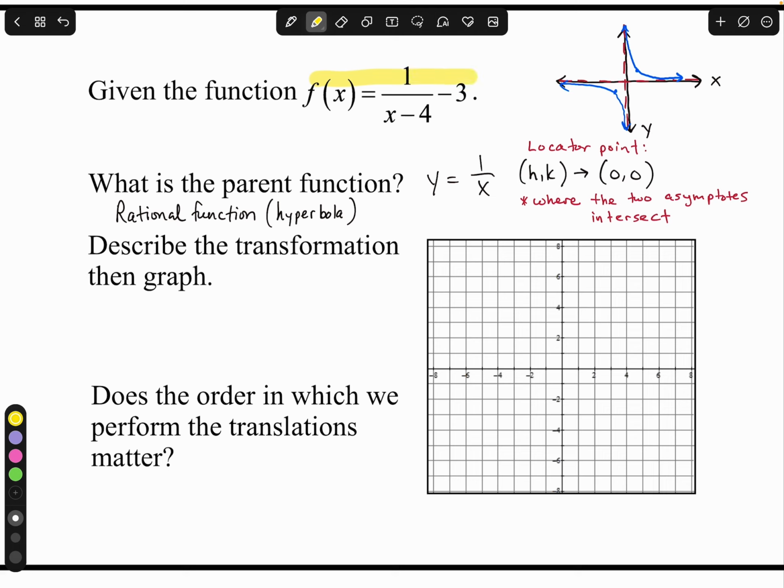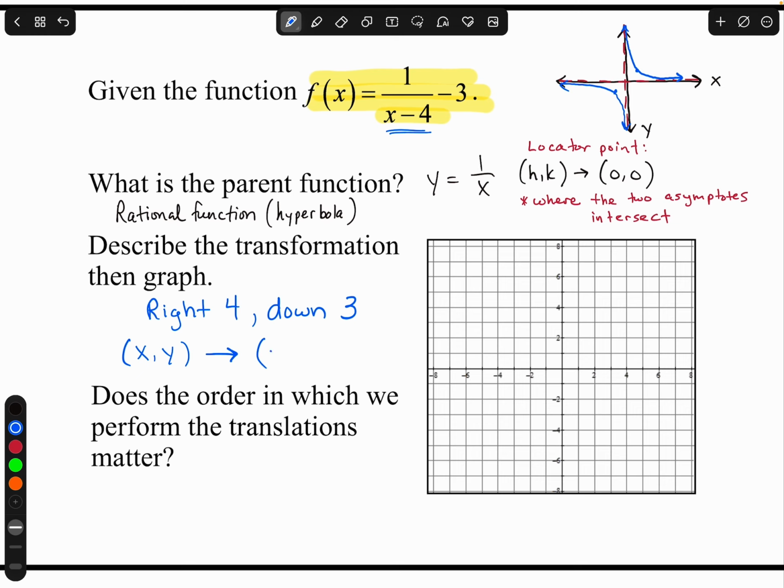So when we're talking about the function up here, f of x is equal to 1 over x minus 4 and then minus 3, it says describe the transformations. Well, when we look at this piece of it here, that means it's going to be shifted to the right 4 units, and it's going to be shifted down 3 units. Okay, so anything about your table would have gone from x comma y to, if we're going to the right 4, we're adding 4 to the x coordinates, and if we're going down 3, we're subtracting 3 from the y's.